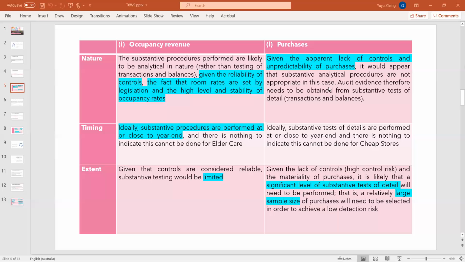Extent. If you go back to read the case, for the Cheap Store, they do have a lack of control. That means there is a high control risk regarding the purchase cycle. Because the purchase cycle has been quite material, a significant level of substantive test of details will be performed. What do we mean by a significant level of substantive test? That means a larger sample, and also we want stronger audit evidence.